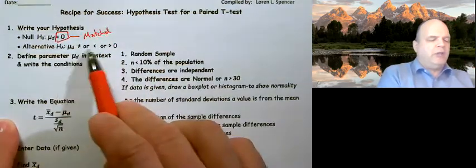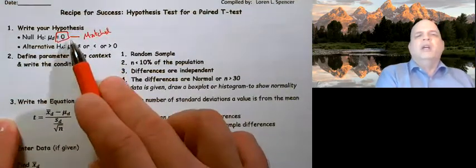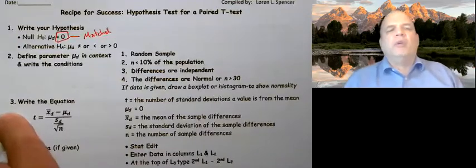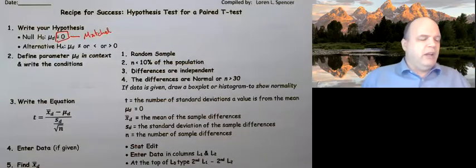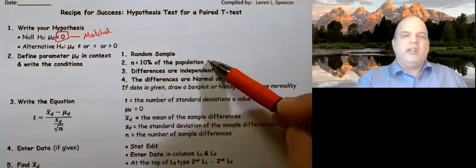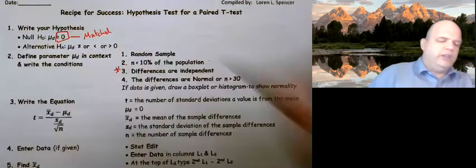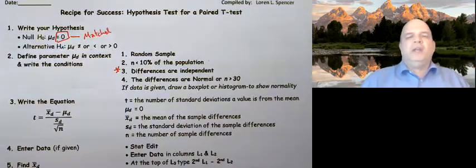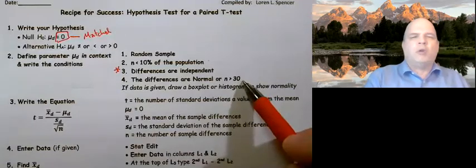And so our alternative is going to be less than, greater than, or not equal to. And the reason it's 0 is because the assumption is that there's no difference. So because the assumption is there is no difference, we say that it's 0. Random sample, that didn't change. n less than 10%, that didn't change. But we added a new one, and it is the differences are independent. Basically they're saying when you find one difference, it should not impact the next. Pretty straightforward there. And then we have our normality.